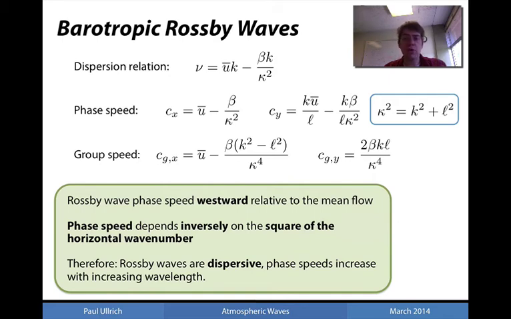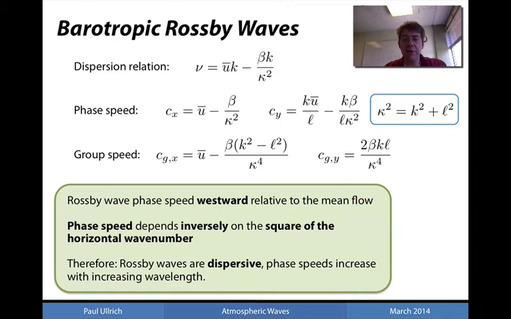So in the zonal direction, we have a phase speed which is given by u bar minus beta over kappa squared. Compare this to the previous derivation where we showed that the zonal wave speed is equal to u bar minus beta over k squared. Also in the meridional direction, we have a phase speed k u bar over l minus k beta over l kappa squared.